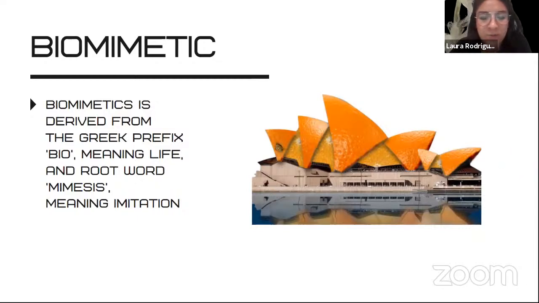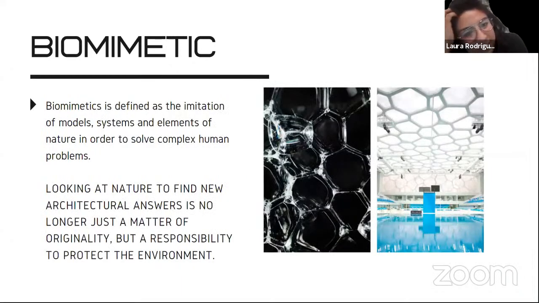Mimesis means imitation. So basically you get inspired not only by the forms of nature, but also by the processes of how they communicate. So you can get inspired by how a plant communicates with fungi living in its roots in order to create a network of Wi-Fi, for example. And in this case, biomimetics is defined as the imitation of models. And as Nastia said, to solve problems or to give some improvement for the products.